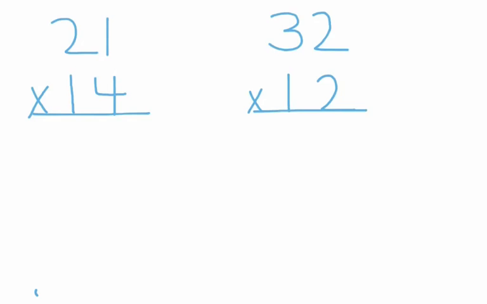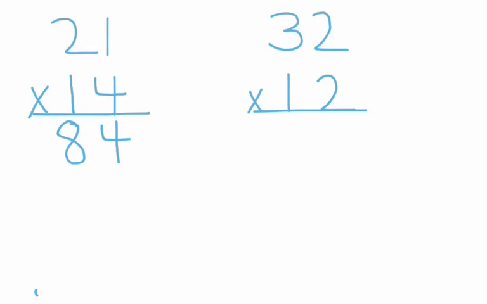And we do always multiply by the ones place, then the tens place. So 4 times 1 is 4. And then we're going to multiply the 4 by the tens place. So 4 times 2 is what? 8. Good. Now, we are done with the 4.